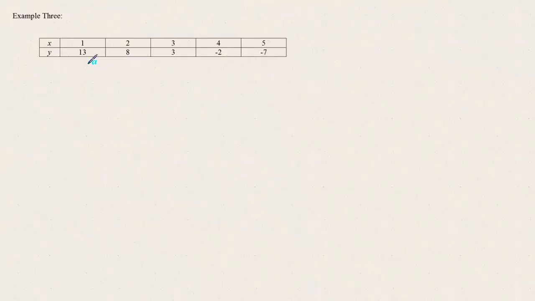This time the y values are going down instead of up. So they're going to be negative. 13 to 8 is negative 5. Then negative 5, 8 to 3. Negative 5, negative 5. So that tells us that y is negative 5x plus a question mark.